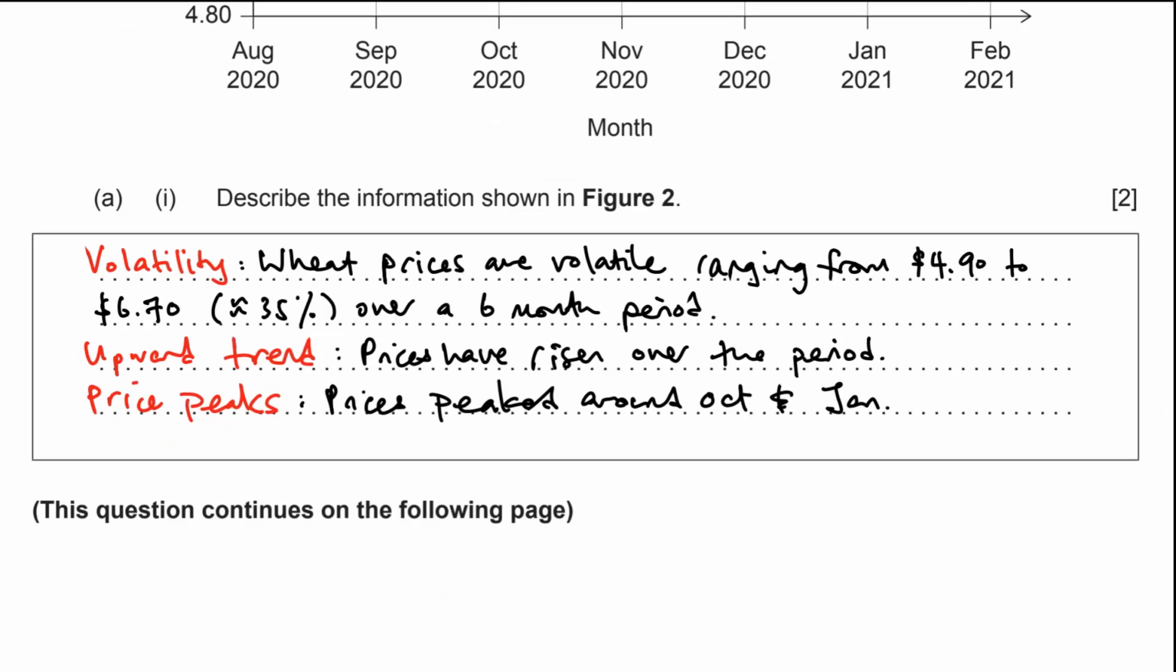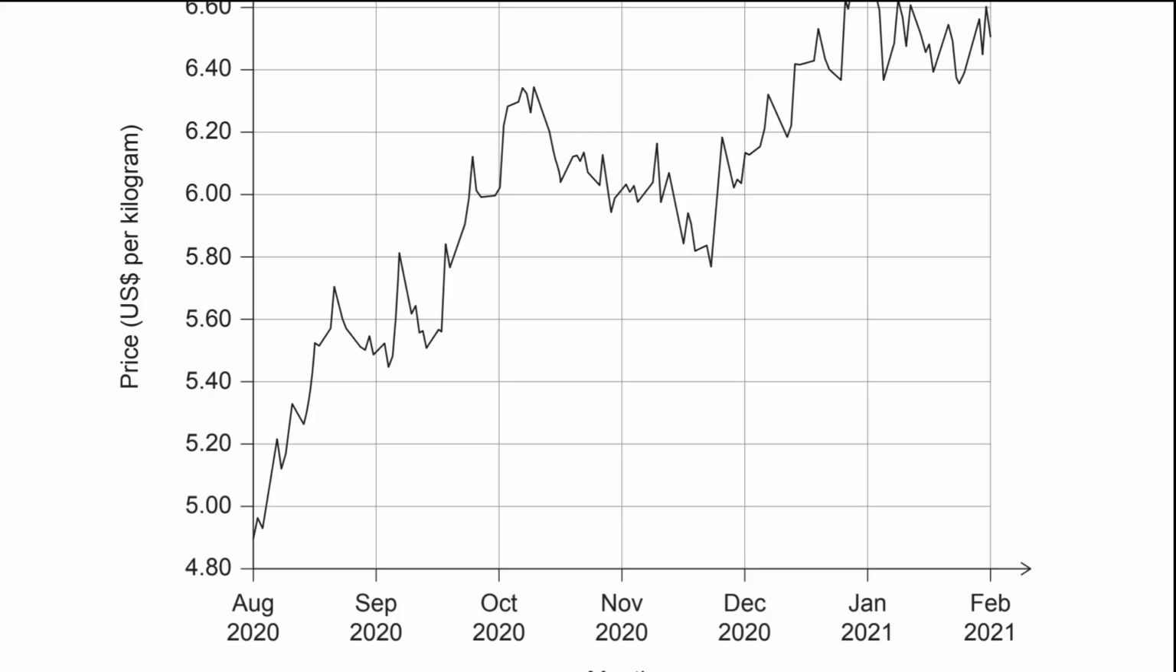So, what do we have to do with this? Part 1 is simply asking us to describe the information shown in figure 2. It's only worth 2 marks, so just describe whatever you see. If I asked you what you can tell me about this picture, what can you see?